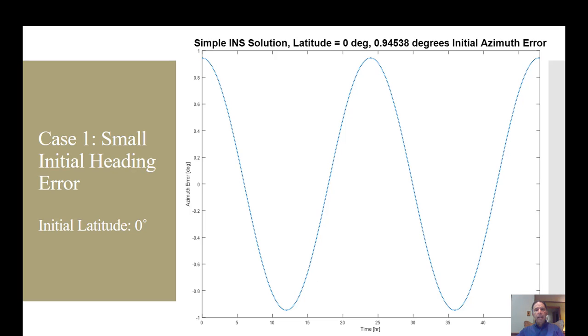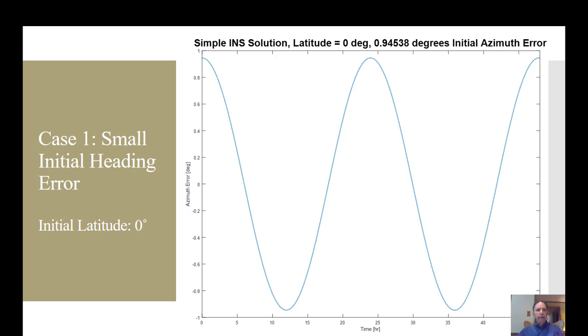I also want to point out that 0.9 degrees or so is definitely not a small error for a high quality inertial navigator. Usually we talk about errors of several arc minutes for high quality inertial navigators. However, we could still live with the small error angle assumption of sine theta equals theta, cosine theta is approximately equal to 1 when we have angles less than 1 degree.